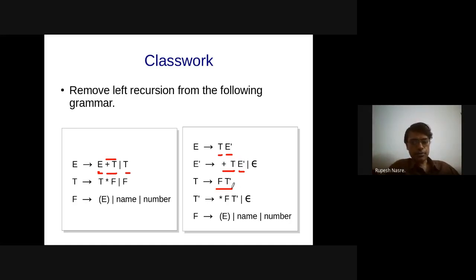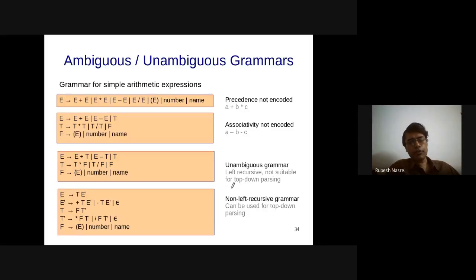And if you notice, this is the kind of grammar that we were talking about when we were looking at that, because we want to remove the left recursion. We got some very clumsy grammar. Essentially, that is what the grammar was.